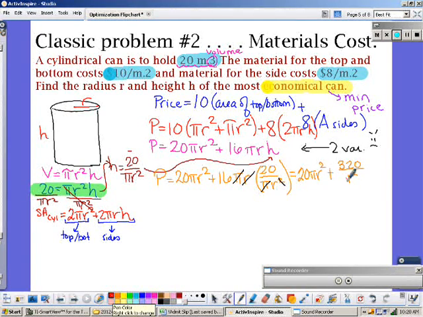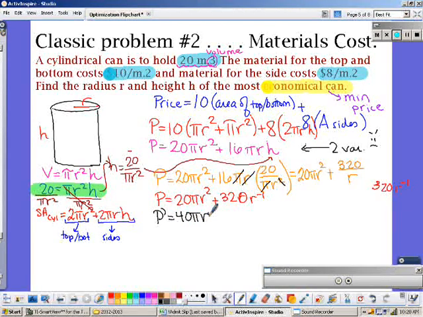Now I'm actually going to rewrite this part right here as 320 r to the negative 1, because that's a little bit easier to take the derivative of. So I end up with p equals 20 pi r squared plus 320 r to the negative 1. Phew. Let's take a derivative of this. We got p prime. We get to use a power rule here, so I have 40 pi r's plus negative 1 times 320 is going to give us negative 320 r raised to the 1 less power, negative 2.